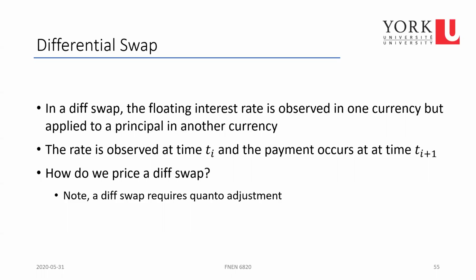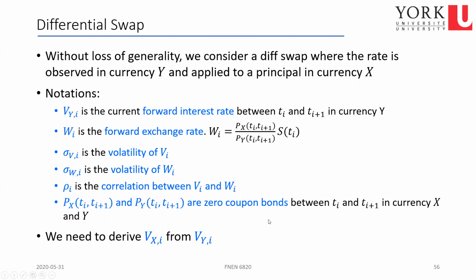Okay, and for that, the observation or the reset is done at Ti, and the payment is a period after, so at Ti plus 1. Now let's take a look at how we can set this up to enable us to calculate the value, essentially to determine the right floating rate that we can use.